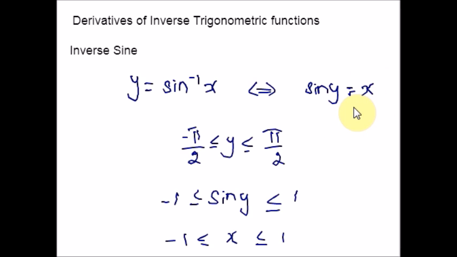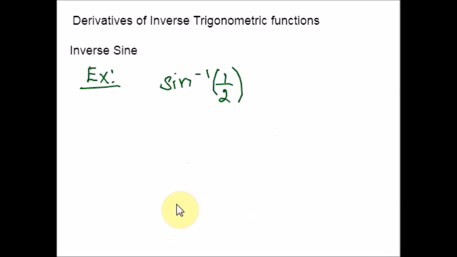Okay, let's work a quick example here. Here is the first example. Evaluate sine inverse of 1 over 2. So we are really asking what angle y solves the equation sine of y equal to 1 over 2, and we are restricted to the values of y. So from a unit circle we can quickly see that y equals pi over 6.